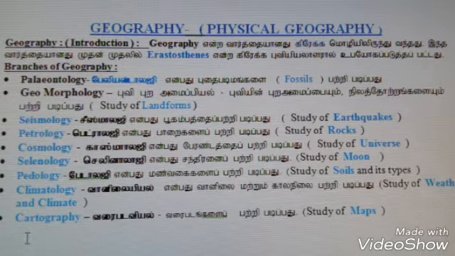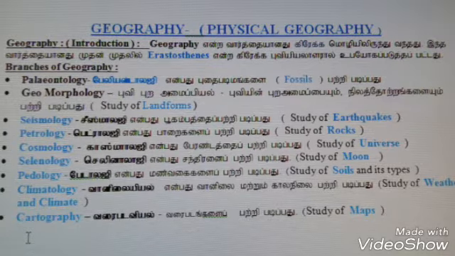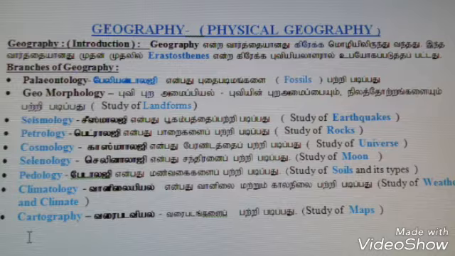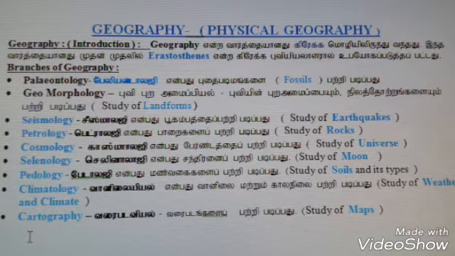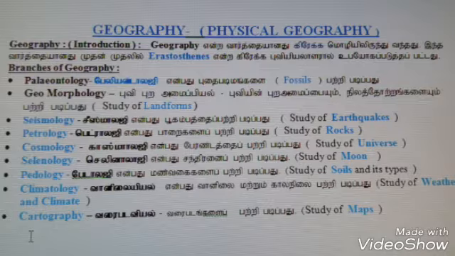Branches of geography. Geography is broadly classified into physical geography and human geography. Physical geography includes the study of lithosphere, atmosphere and hydrosphere. Human geography is concerned with human activities and their relation with their physical environment.